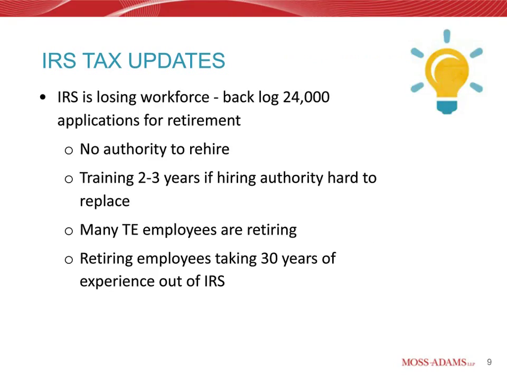So if we think of that, the IRS is losing a lot of people. There are 24,000 applications from people that want to retire. They don't have authority to rehire people, and when you become an IRS agent, you don't automatically understand all the rules and the laws and how to examine. So they're looking at a 2 to 3 year training period to get people up to speed. The people that are retiring are taking about 30 years of experience out of the IRS. So that's a pretty big deal to them.